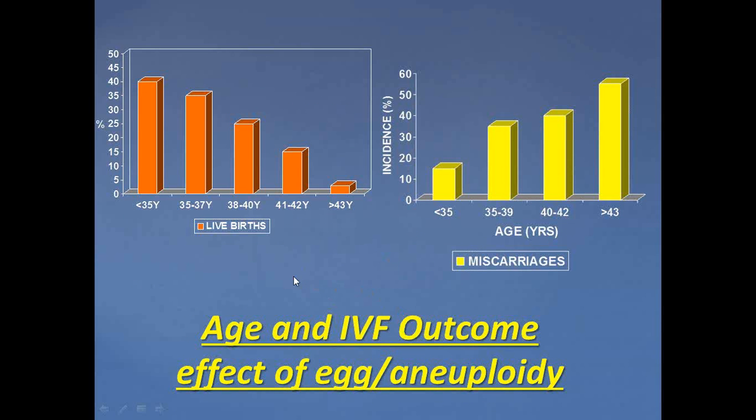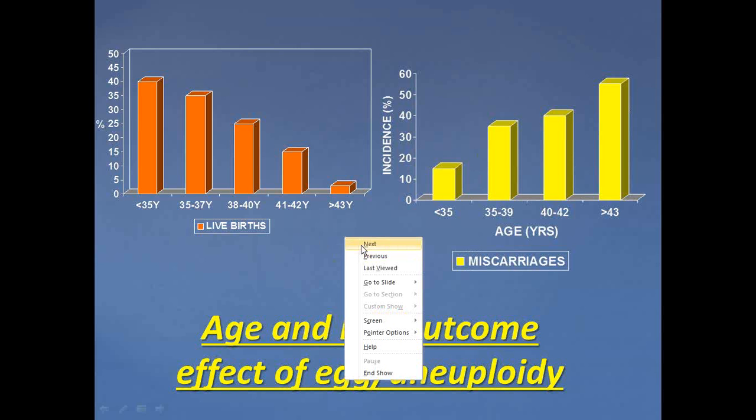This slide just underlines the issues that we see with egg abnormalities and abnormalities in the embryo itself: as we get older, the percentage of live births decreases, as you see here on the left, and progressively the birth rate goes down and the number of miscarriages goes up, again related mostly to this egg/embryo factor.